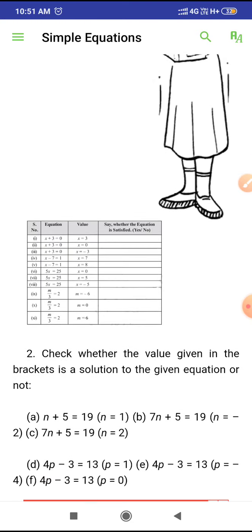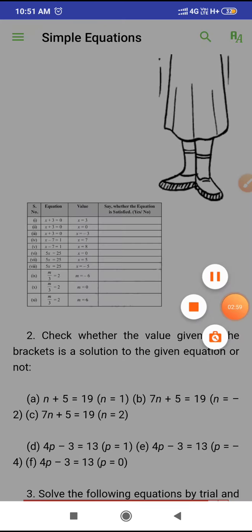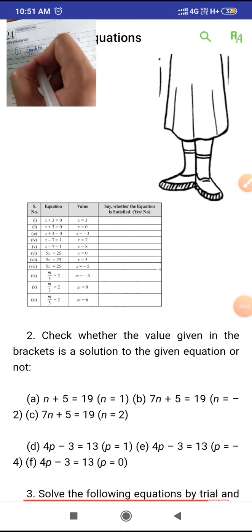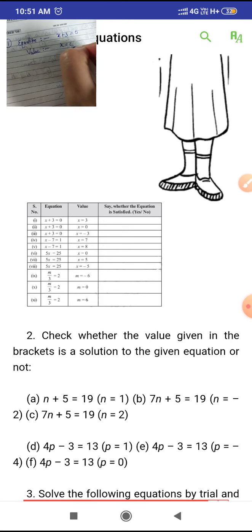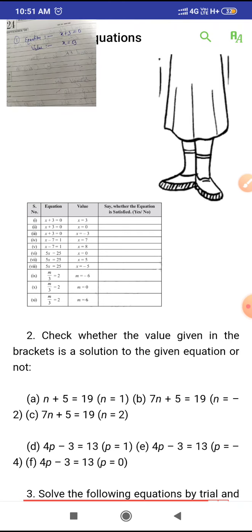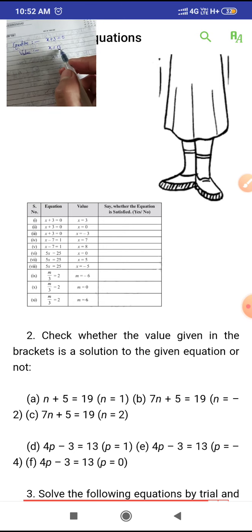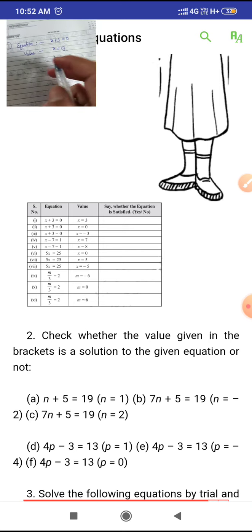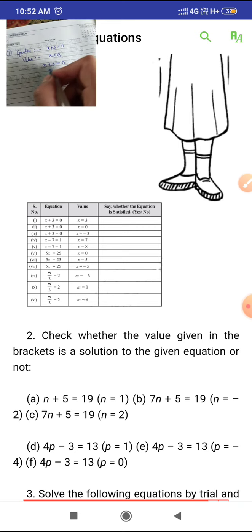For completing this column, first we have to solve our equation with the help of given value, and then we conclude that the given value satisfies the equation or not. For this, first we write our equation, then we write our value. So we have to find the solution of this equation at x is equal to 3. For this we put 3 in place of x in our equation. So first we write our equation again, then we put 3 in place of x.